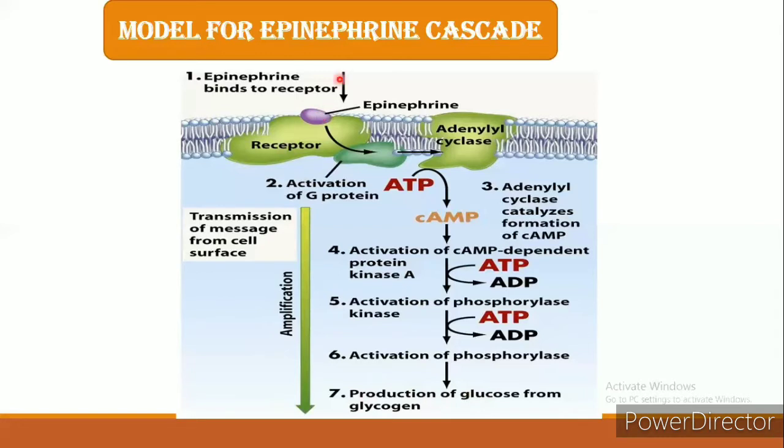One molecule of epinephrine binds to the receptor, then activates the G protein, then activates adenylyl cyclase. This adenylyl cyclase produces cyclic AMP, then cyclic AMP is used for the activation of protein kinase A. Then protein kinase A activates phosphorylase kinase, and phosphorylase kinase activates phosphorylase B, and from this phosphorylase B comes the production of glucose from glycogen. This is the model of the epinephrine cascade.